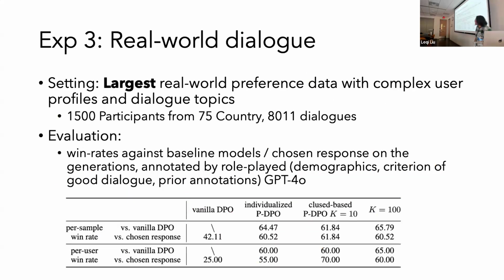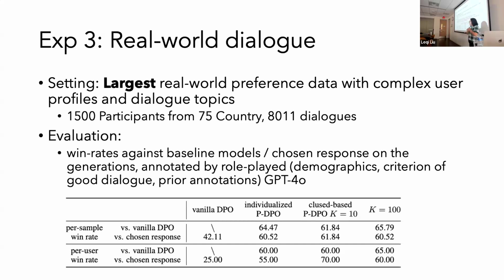Okay, last one, a complicated real-world setting. This is the largest preference data set, which was collected last year. It's called PRISM, and they won the Best Paper Award in the data set and benchmark track at NeurIPS. They have 1,500 participants from 75 countries, 8,000 dialogues, and the label is per turn. For each turn of the dialogue, the user who interacts with the chatbot provides a preference label.